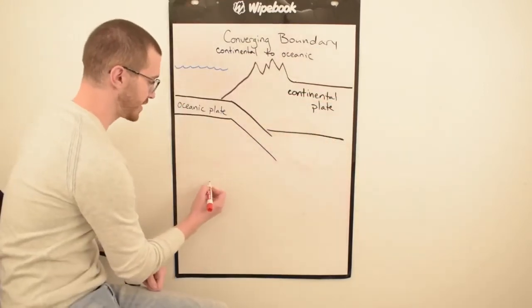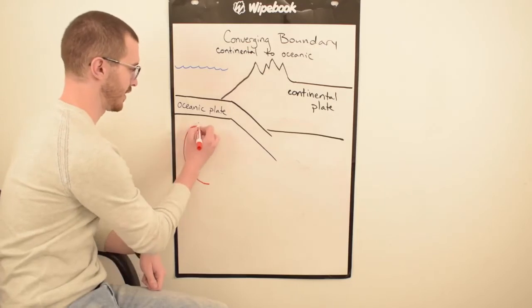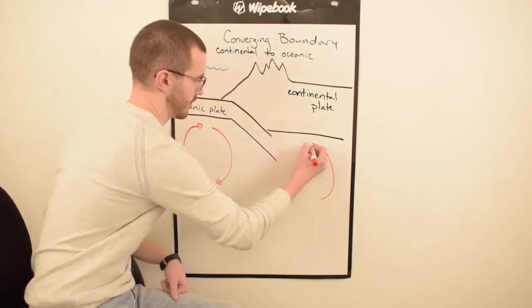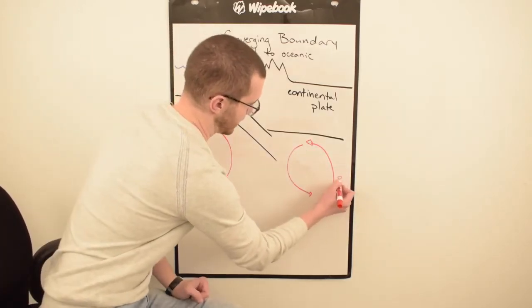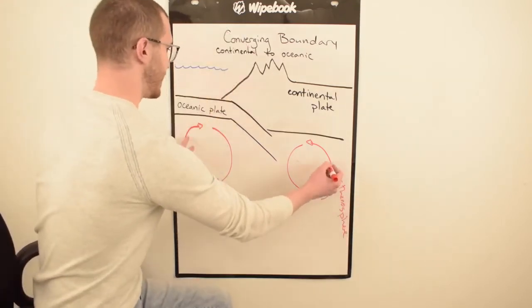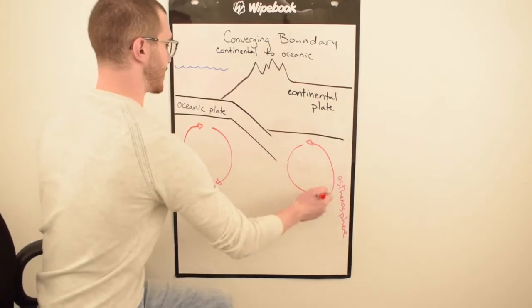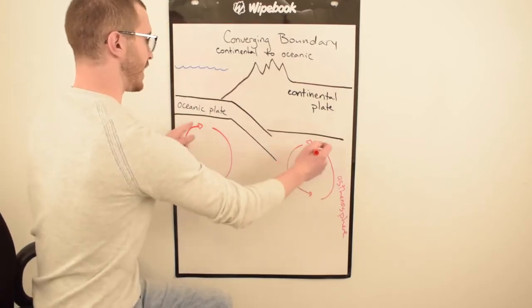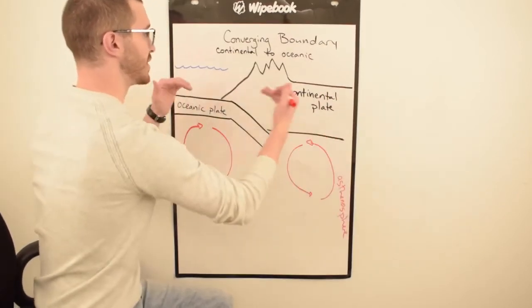Now, we're going to have convection currents similar to the last one, except they're going in different ways. I'll make sure I label this as my asthenosphere. So, see how these convection currents, they're both pushing these plates to come towards each other, right? They're not going this way, we're going to push them away, they're pushing them towards each other.